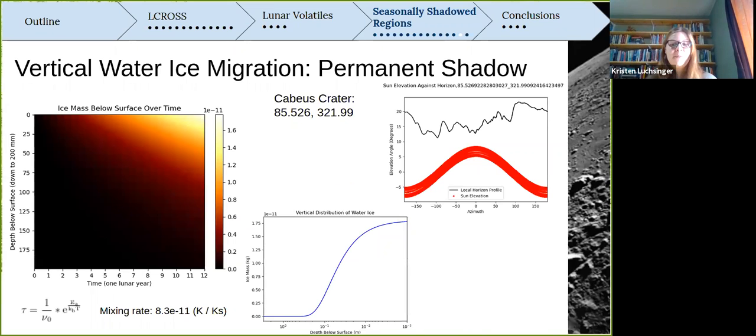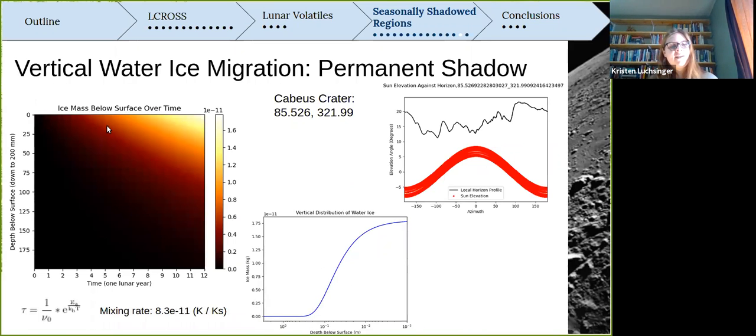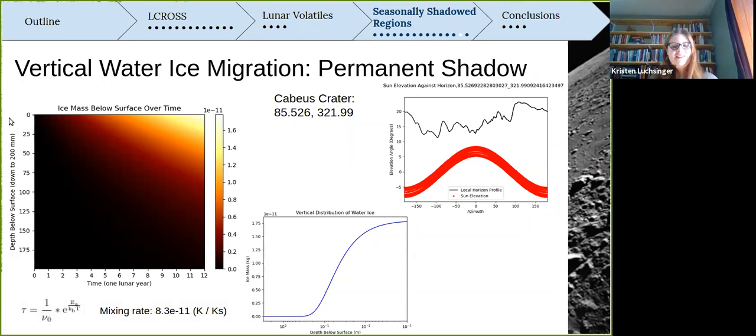So here is the permanently shadowed region. You can see the sun doesn't get anywhere near the horizon. This is in Cabeus crater. You get, at the end of the model run, a very smooth vertical distribution of water ice. And you can see the heat scale here is water ice mass. It just increases over time, right? It migrates downwards and more is landing at the surface. So you just get this triangular shaded region. Very simple, very easy to understand. Pretty much exactly what we expected.